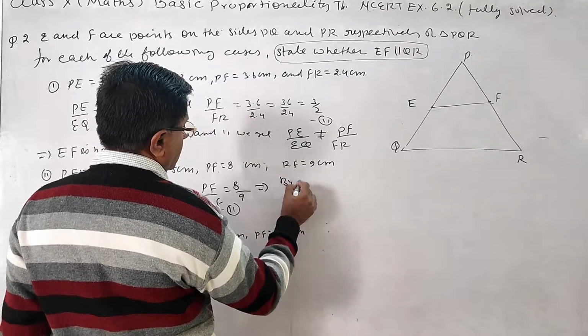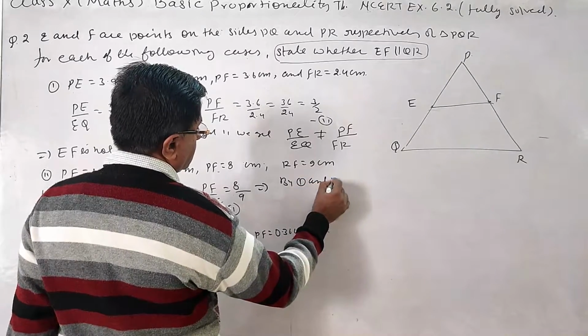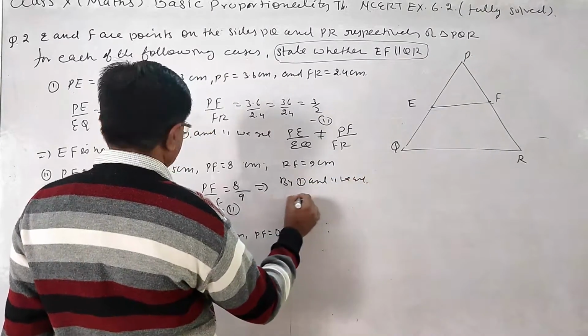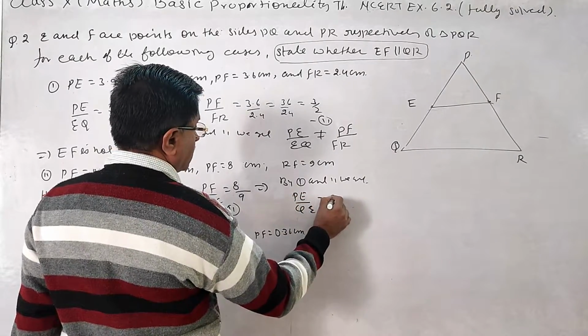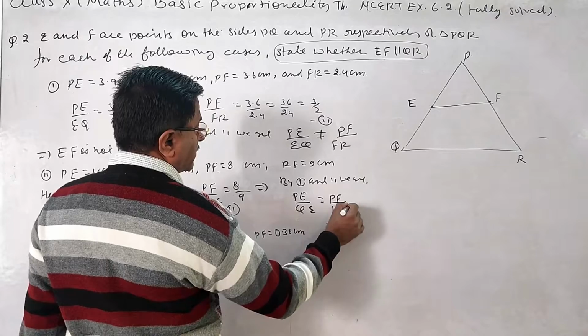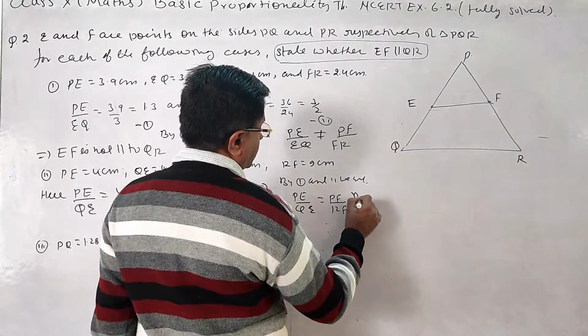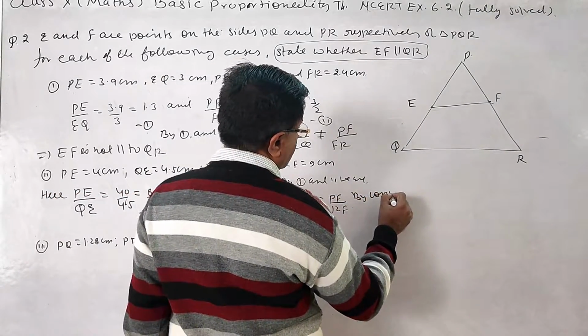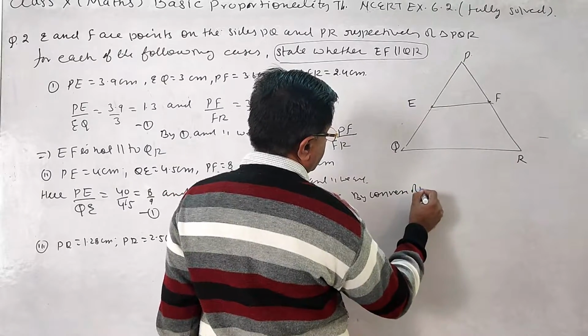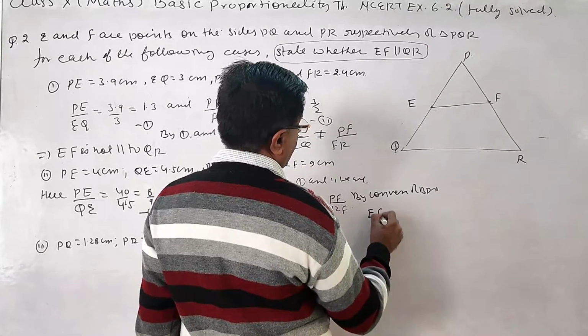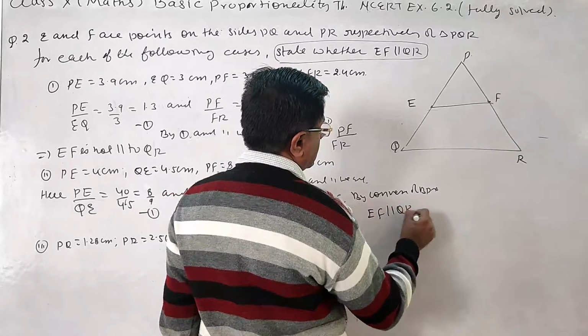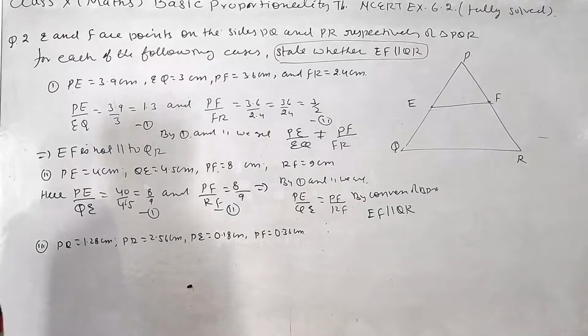So by 1 and 2, we get the result: PE upon QE equal to PF upon RF. So by converse of BPT, we can say EF is parallel to QR. So in this way, dear student, one can prove the second part.